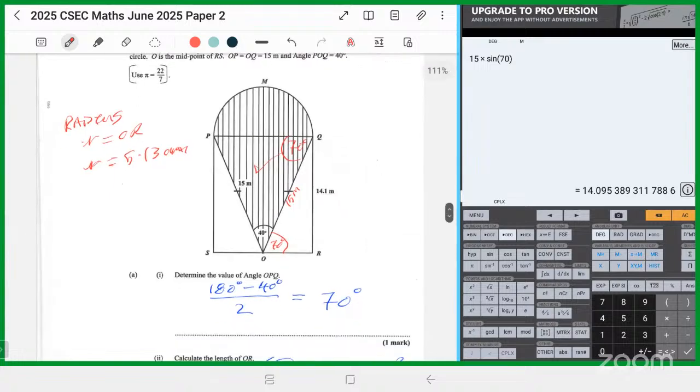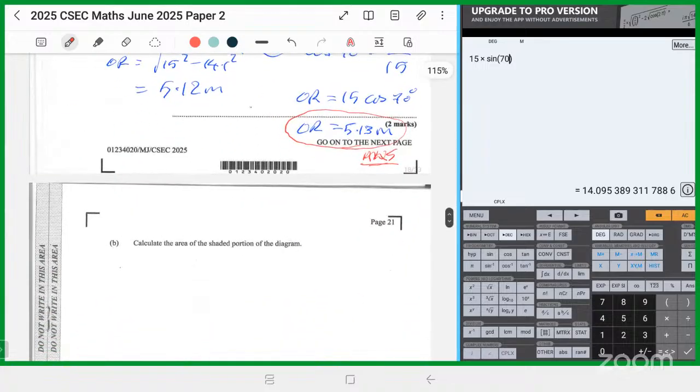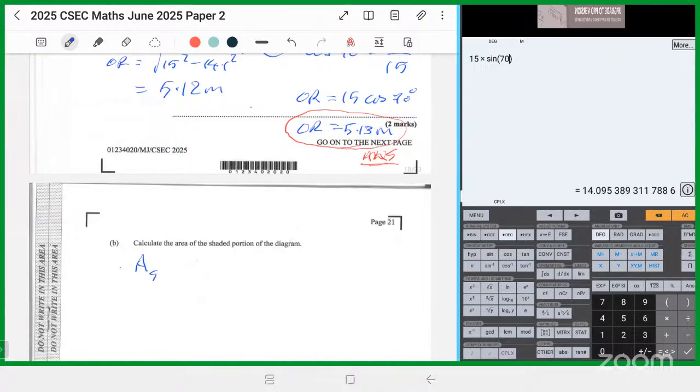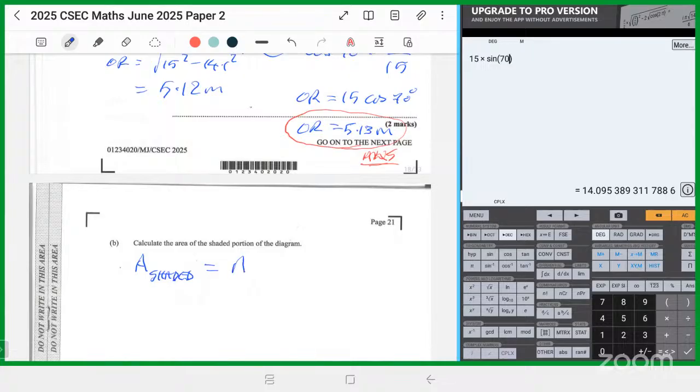All right, 5.13. So I'm going to come down here now, and I'm going to say area shaded equals area of the triangle plus area of the semicircle.